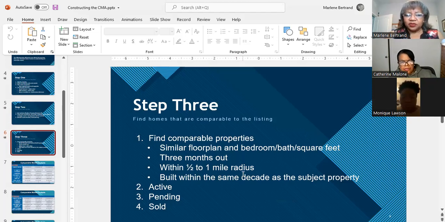So now what do you do when you open up the market and you're looking for all of these things, the floor plan, the months out, the radius and all that? What if you can't find that? So let's say the subject property is 2,400 square feet, but you can only find homes that are 1,200 square feet.